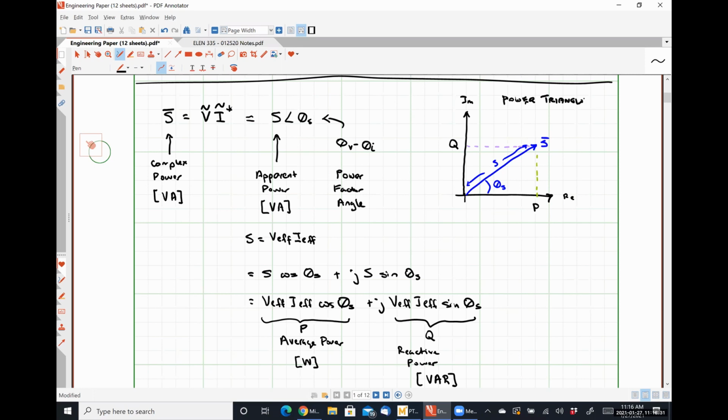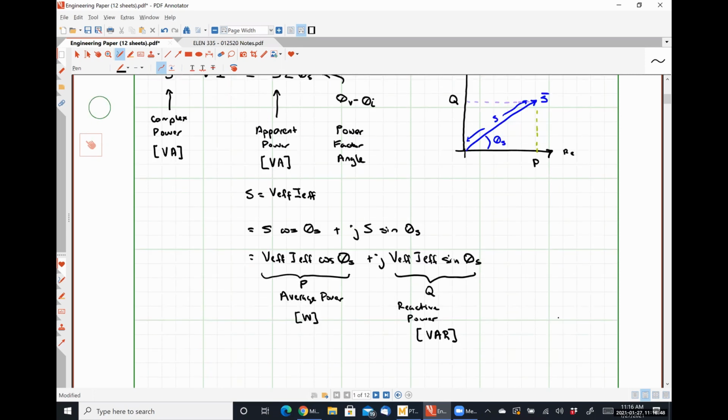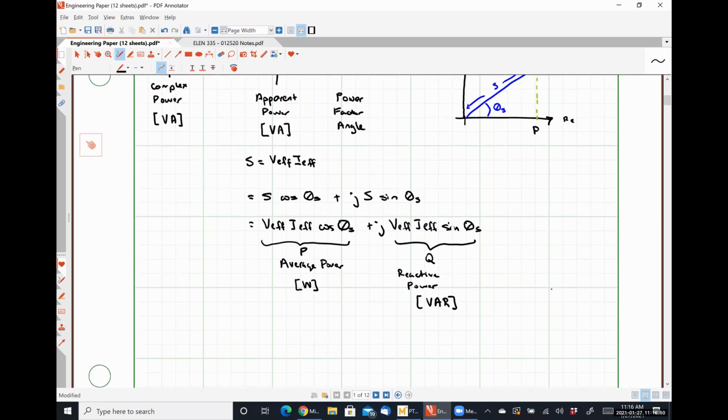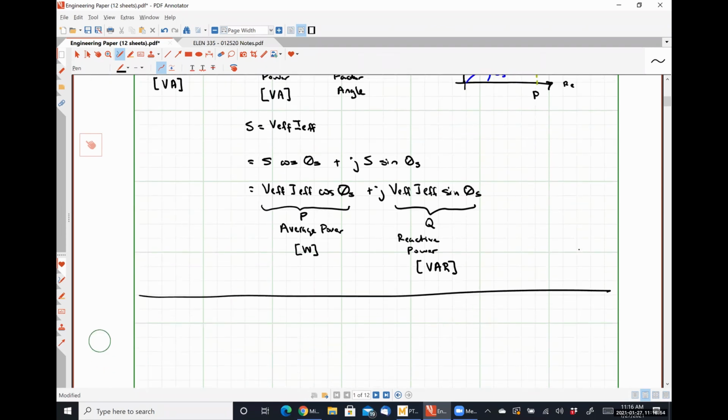And we can infer an awful lot of information from this power triangle, but before we do just that, I want to develop a relationship for one further quantity, okay? So these are all of our basic complex power relationships. Now let's take a look at one other item, okay?